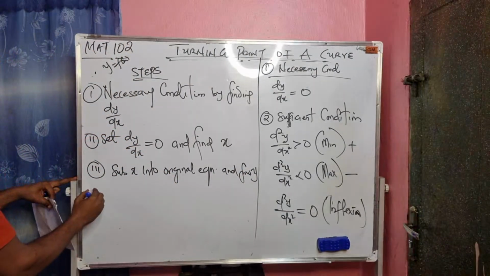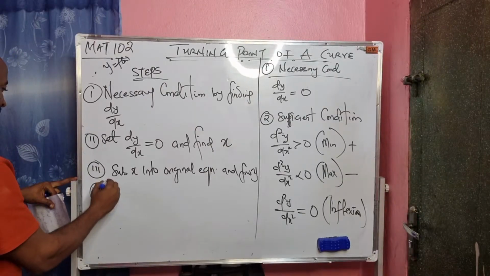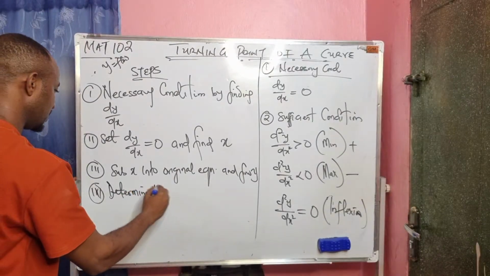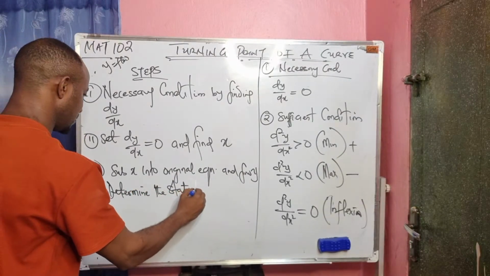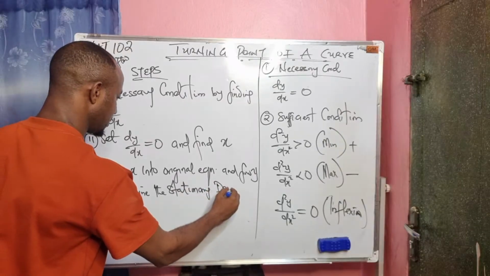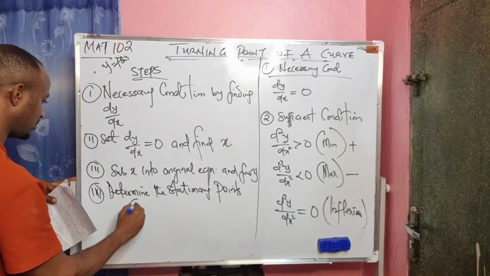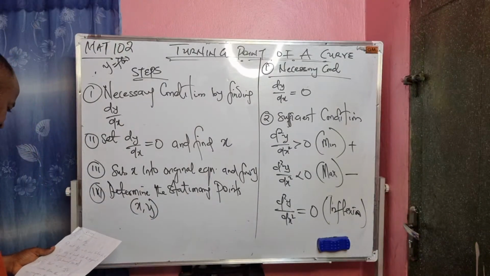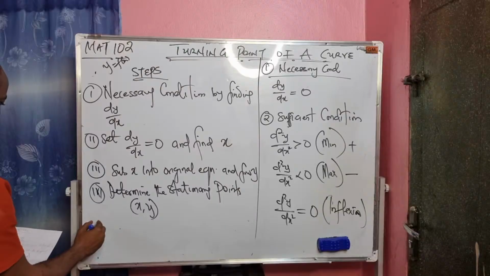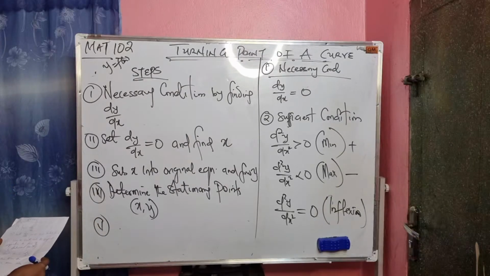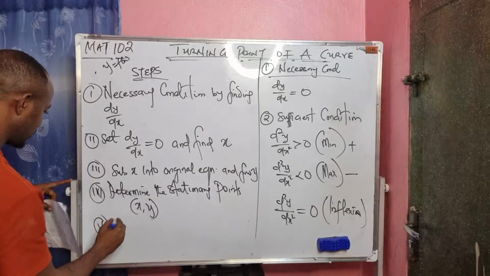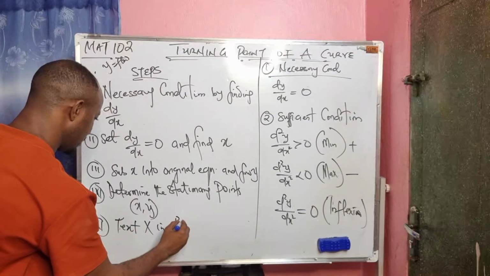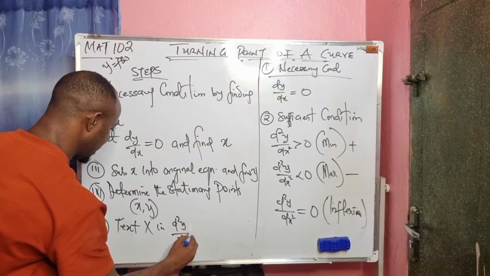Please take note. Then the fourth is we have to determine the stationary points, which are in the form of x and y. Then number 5 is we test x in the d2y over dx squared.